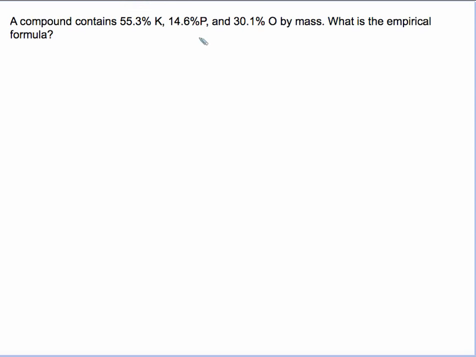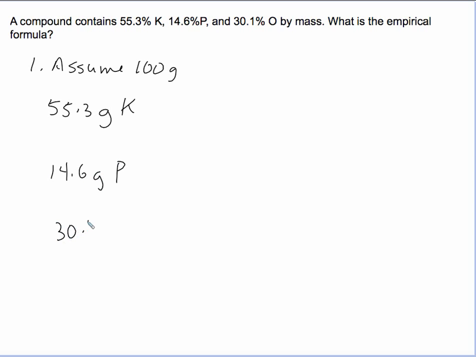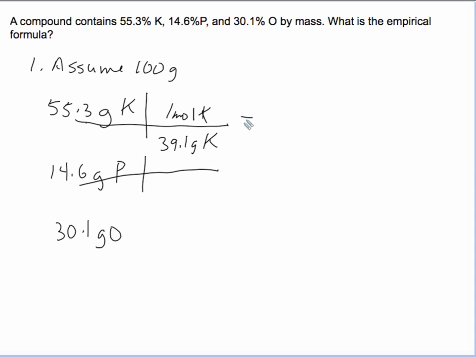Okay, let's do another one here. A compound, this one it's giving you 3 percentages. So step number 1, you assume 100 grams. By doing that, that gives you 55.3 grams of potassium, 14.6 grams phosphorus, and 30.1 grams of oxygen. Then you have to change each to moles. 1 mole potassium, that's roughly 39.1 grams is the molar mass of potassium. Well, let me calculate this here. This would be about 2.994, 3 moles if you round it off a little bit.